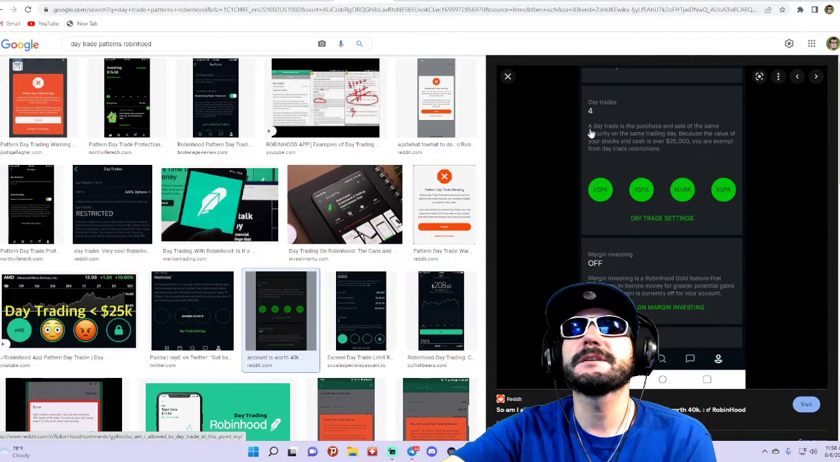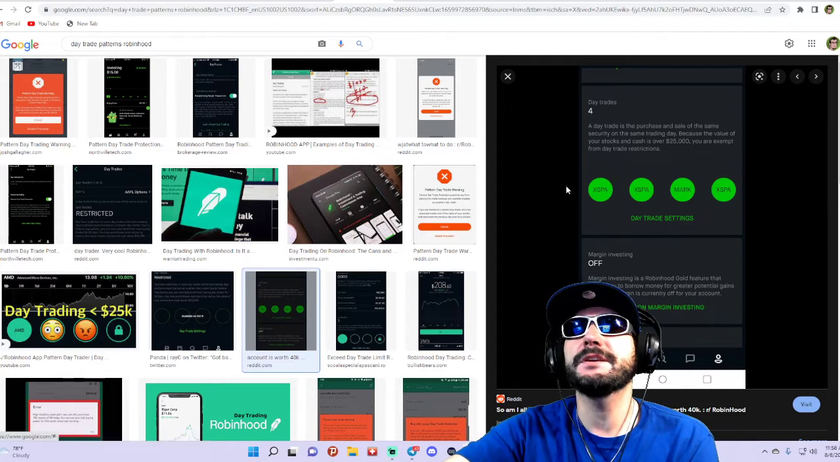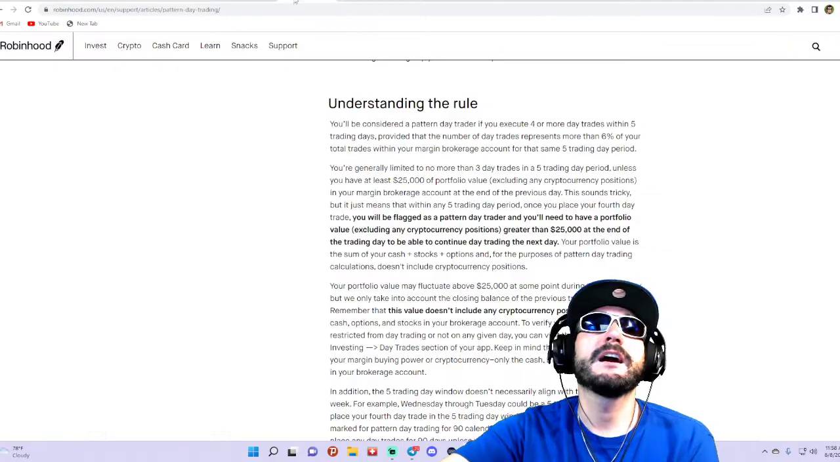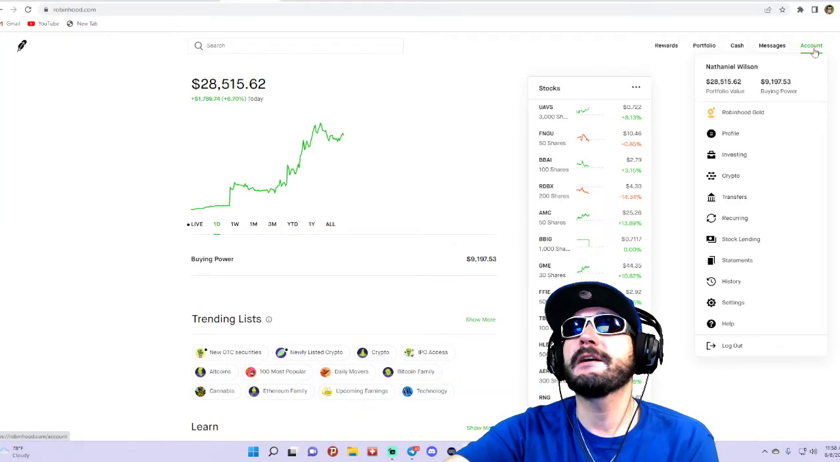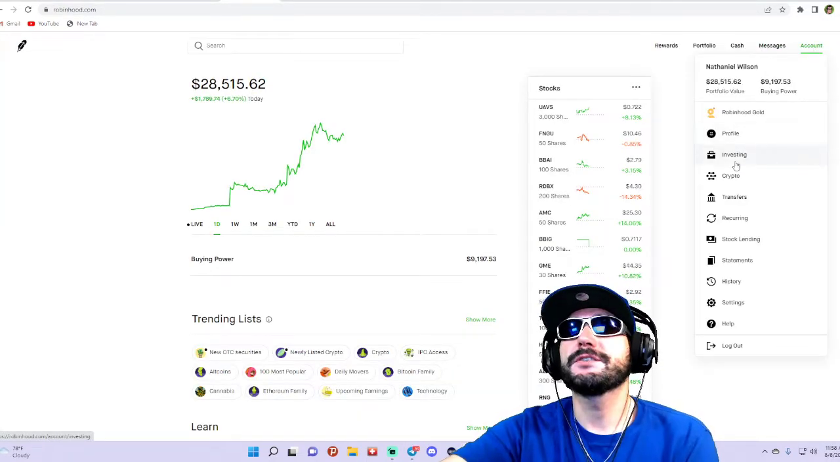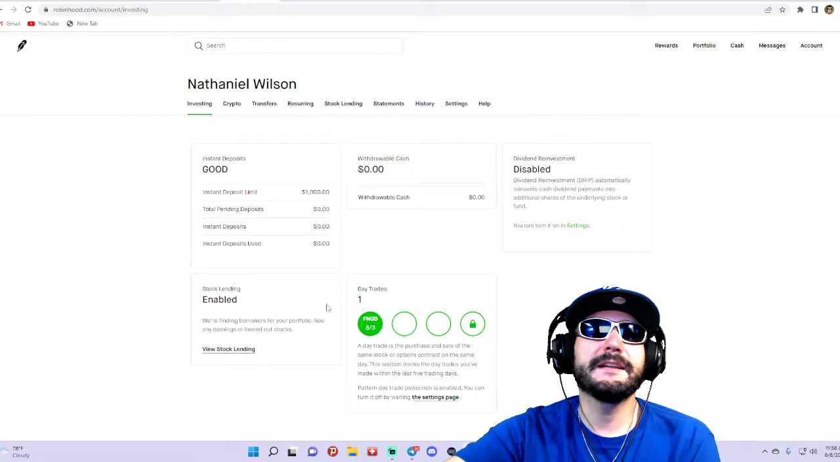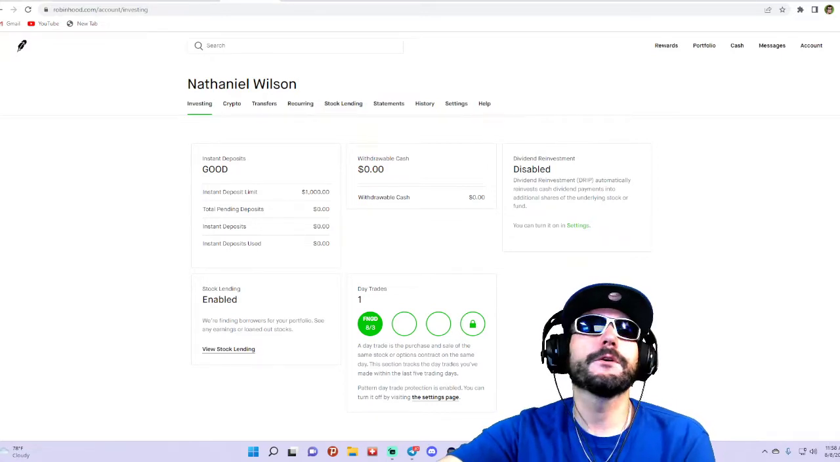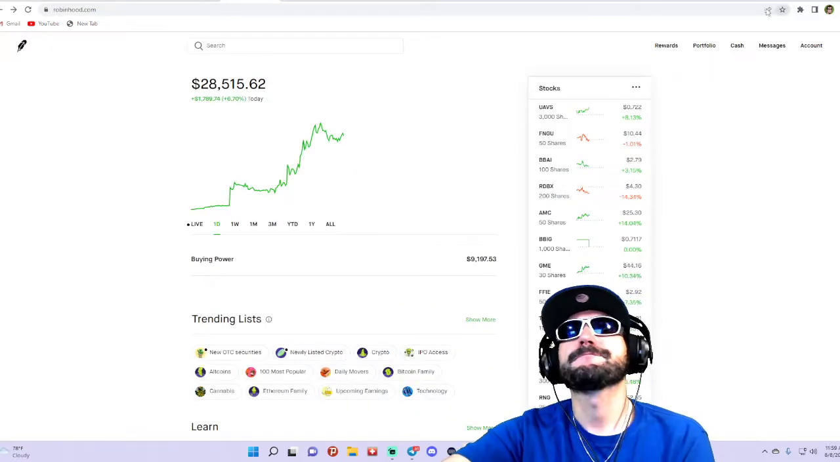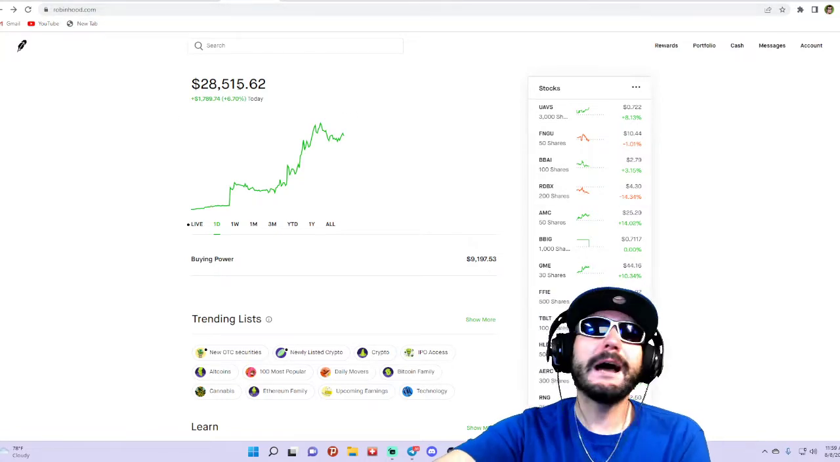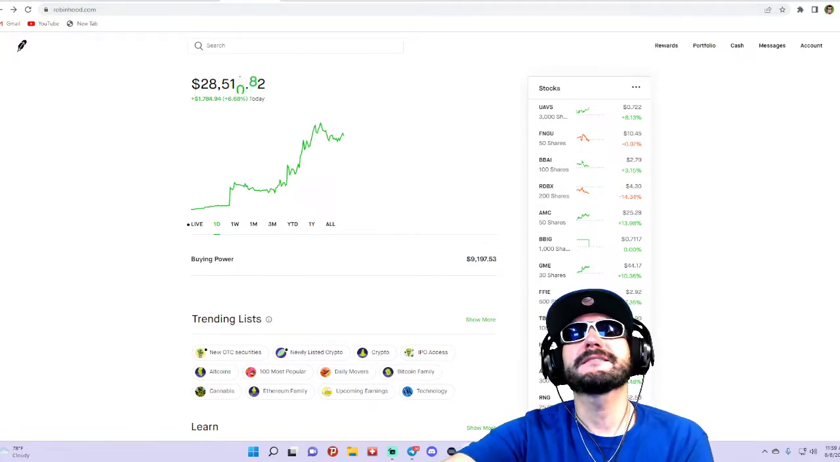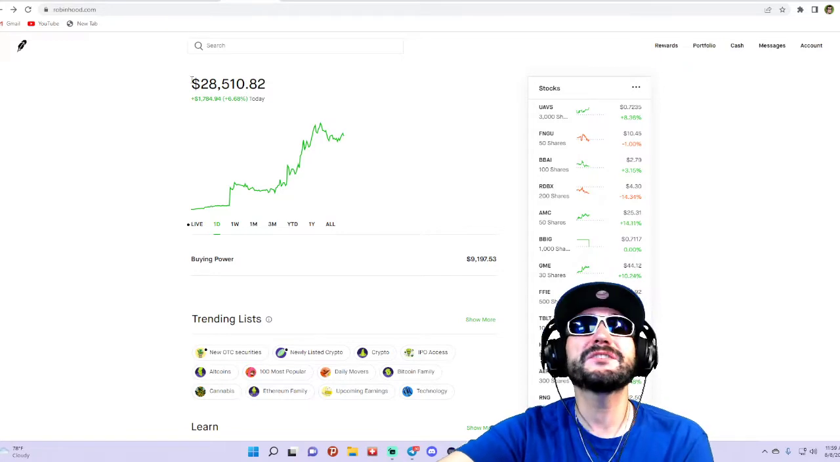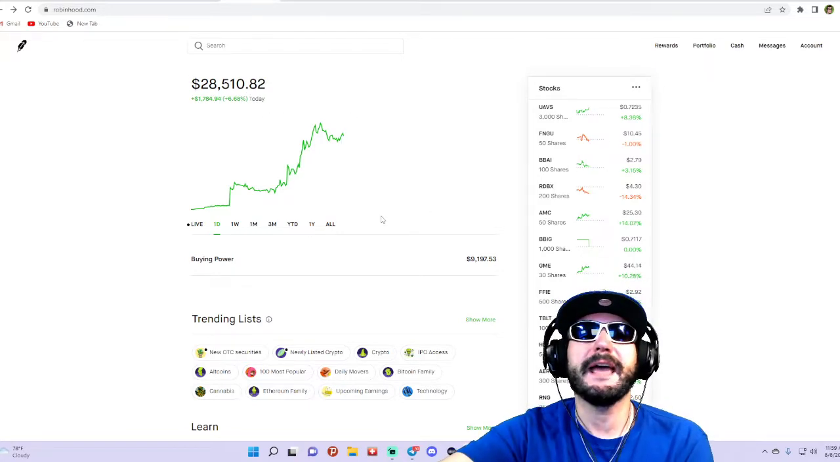You can see here on my screen, it'll keep track of your day trades, which I can show you real quick right now. I go to my account, go to investing, and scroll down. You can see I've already made 1 day trade, FNGD, and I don't ever want to get to 4, so I always keep track of that. Even though I do have over $25,000 balance, I still don't want to get triggered on that because I just don't want any restrictions on my account.